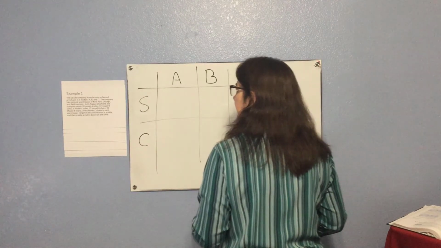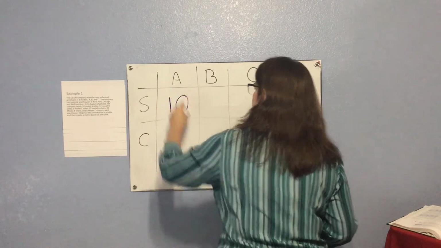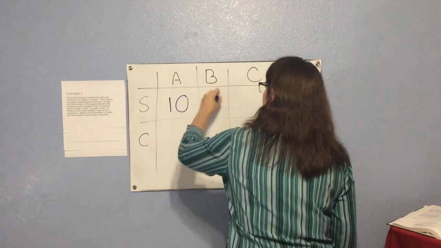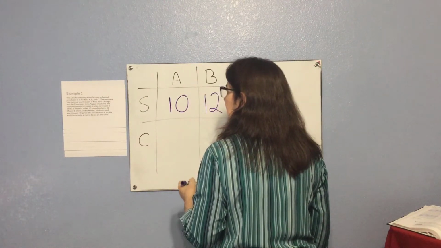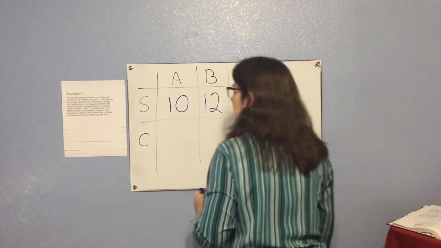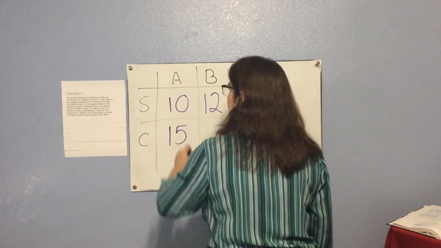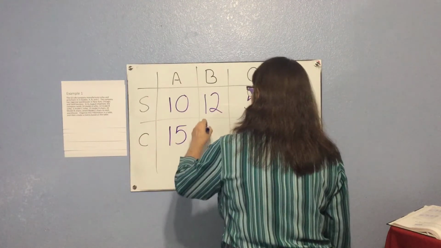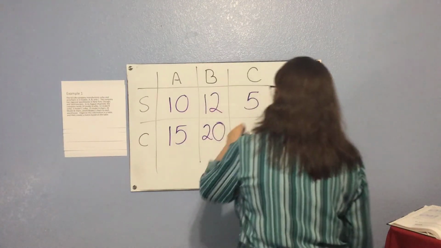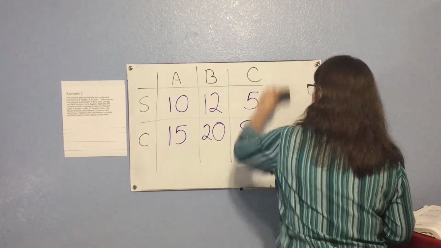Okay, so we said 10 Model A sofas. So A sofa is 10. 12 Model B sofas. And 5 Model C sofas. And then for chairs, 15 Model A chairs. 20 Model B chairs. And 8 Model C chairs. So there's a table that we might make.